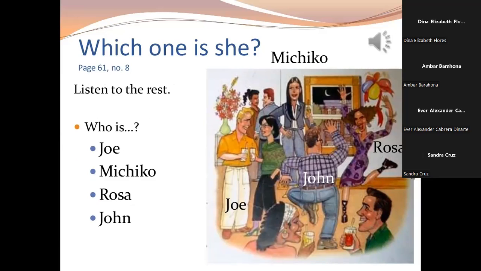Let's see. Ever, hello. Hello, teacher. Hello, Ever. Let me ask you, who is Michiko? Yes. She is the one talking with your... Okay, Michiko. Okay, she's Michiko. She's the one wearing gray pants and blues. Very nice, perfect. So well, let's see. Now let's see. Sandra. Hello, Sandra.